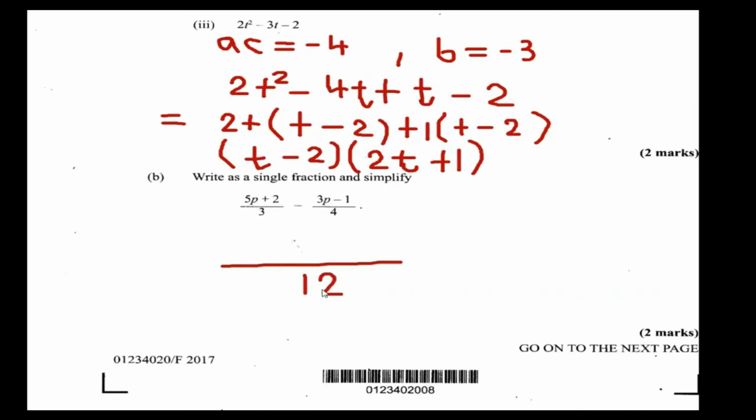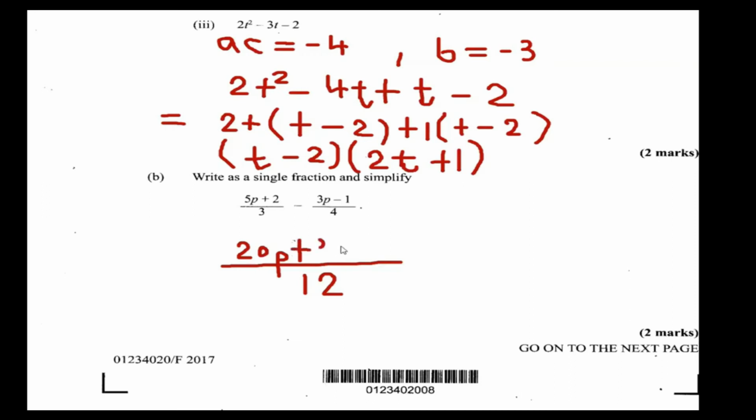Now 3 in the 12 will go 4 times. So now we're going to multiply 5p plus 2 times 4. 5p times 4 is 20p, and then 4 times 2, that's 8. So you get plus 8.